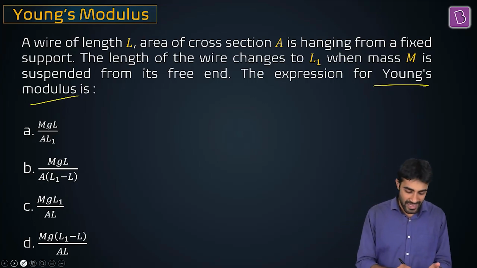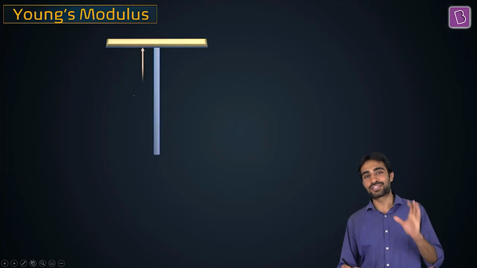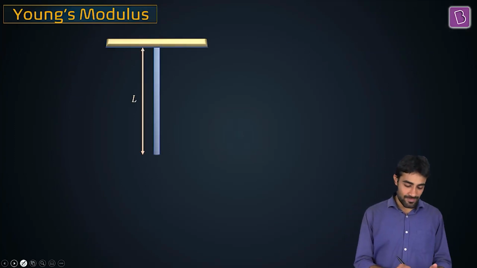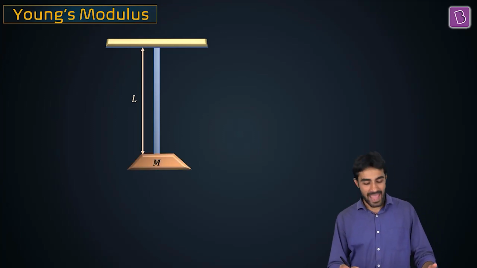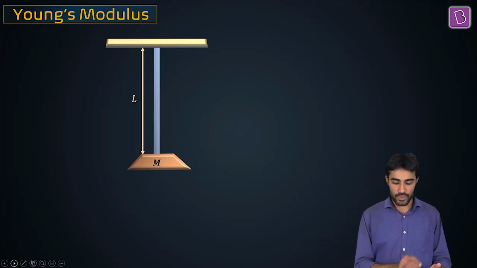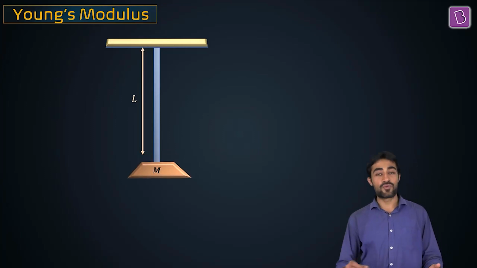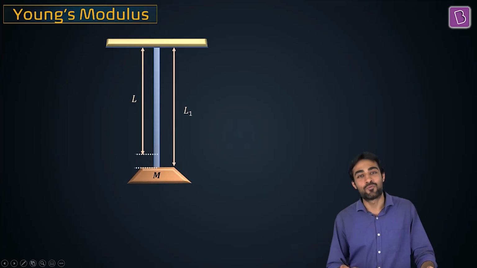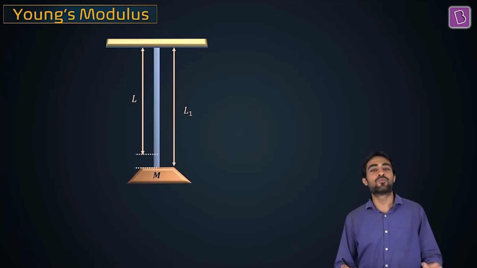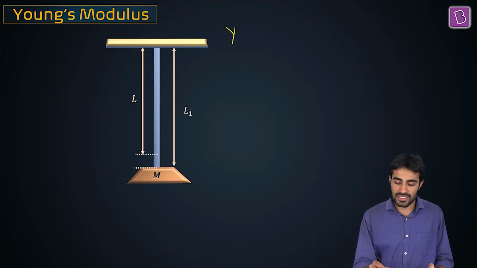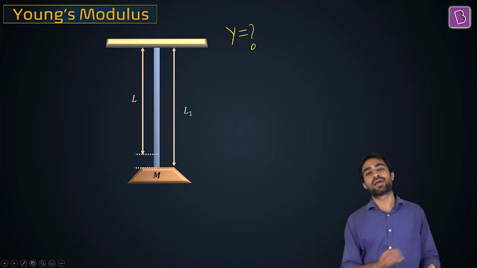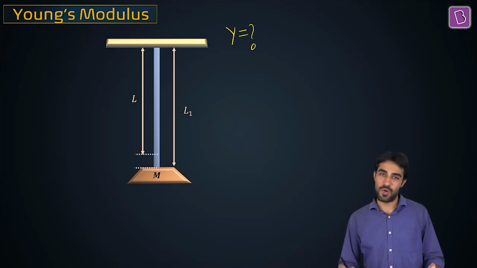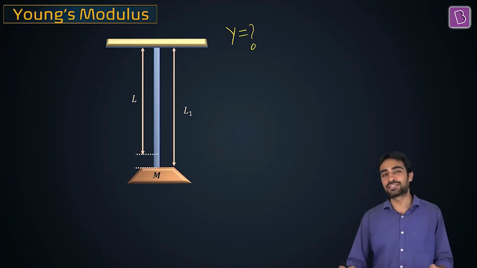Now I will tell you the entire story again. There was this wire once upon a time and its length was L. So we bring some mass capital M and we hang this mass from the wire. Due to the excess force, the wire stretches and the new length is L1. So we have to tell what is the Young's modulus Y of this wire. This is the question. Do we understand the question? Yes? Okay. Now, how do we solve this question?